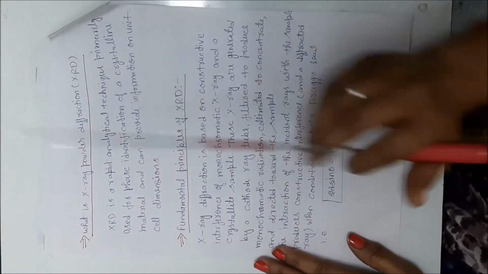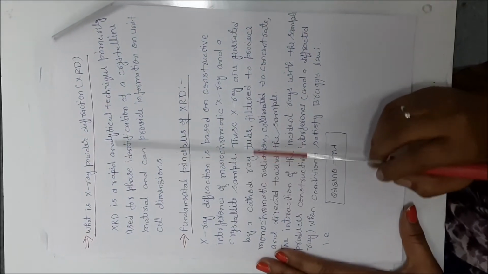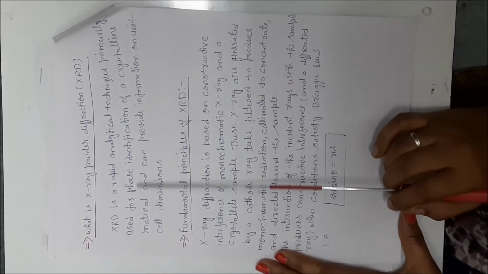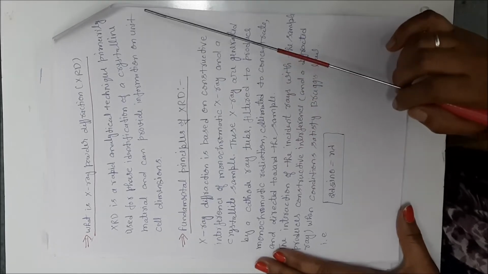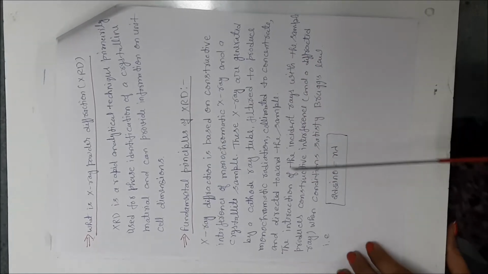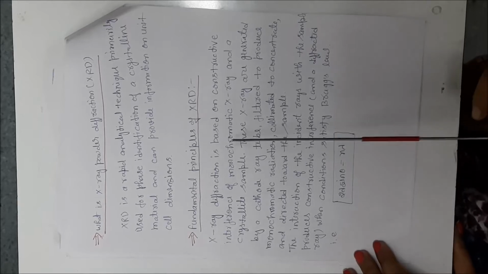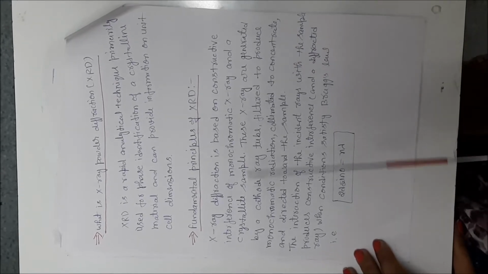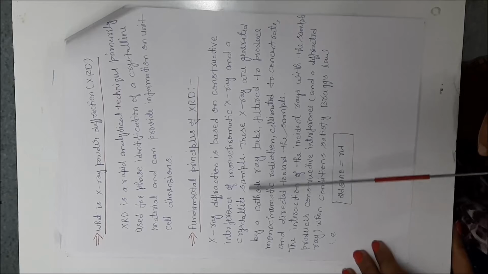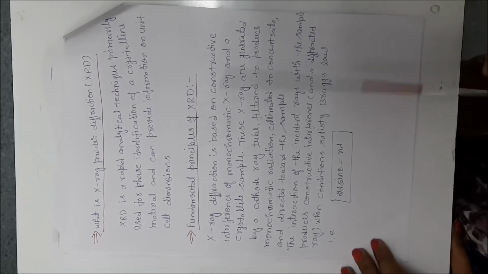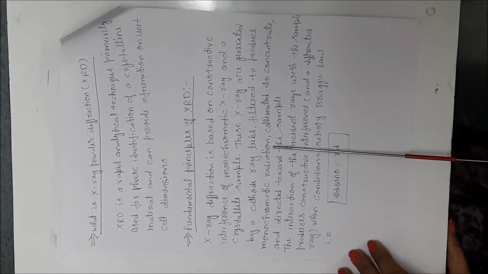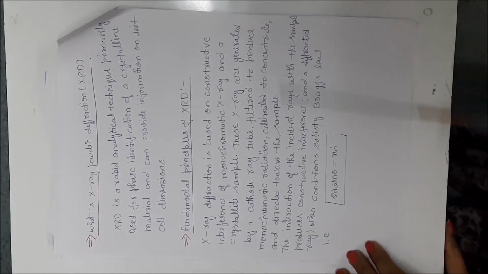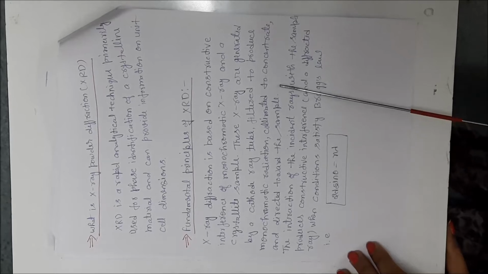Now I will discuss what XRD is. XRD is a rapid analytical technique primarily used for phase identification of a crystalline material, and it can provide information on unit cell dimensions. The fundamental principle of XRD is based on the constructive interference of monochromatic X-rays and a crystalline sample. These X-rays are generated by a cathode ray tube, filtered to produce monochromatic radiation, collimated to concentrate, and directed towards the sample.